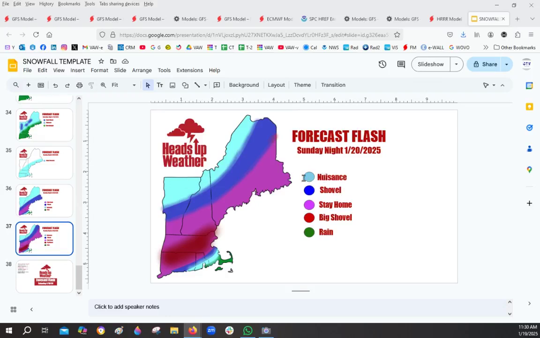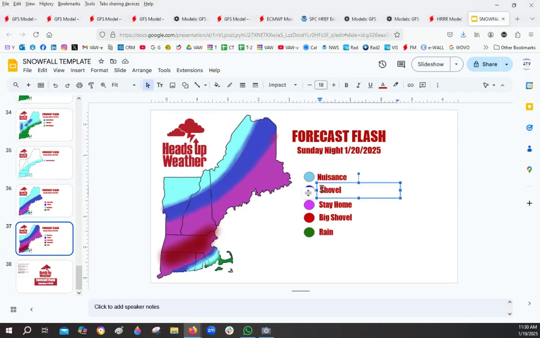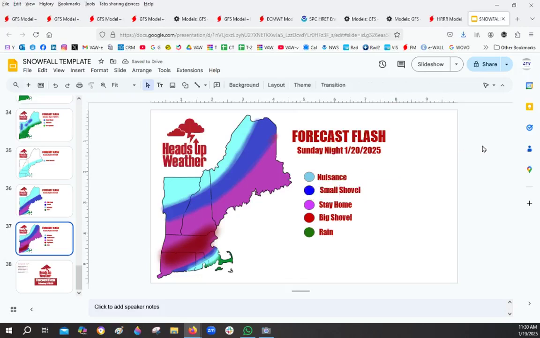Now, generally, I say the nuisance snow is like you're looking at a coating to maybe an inch or two up here. I might switch these categories a little bit, but then from the White Mountains southward is where you're going to get the heaviest snow bands. I might call this the small shovel. Let's do that. Small shovel. You're looking at 2, 3, 4 inches of fluffy snow. You'd probably just sweep it away if anything.